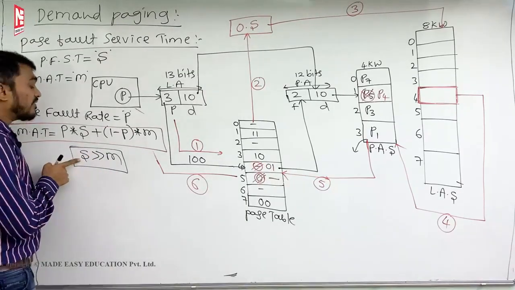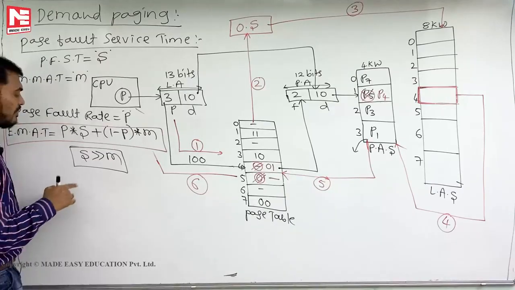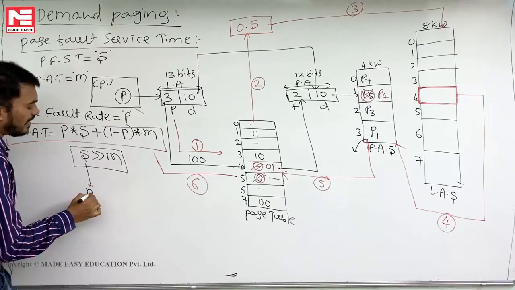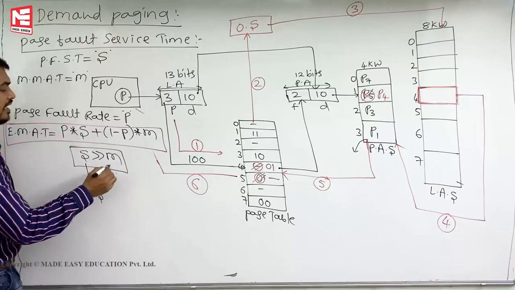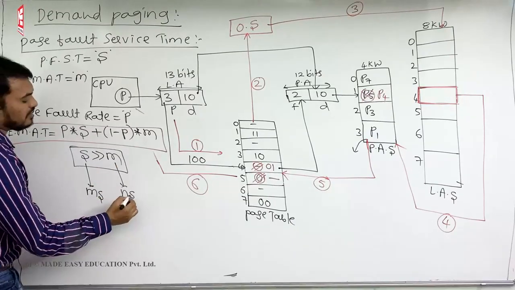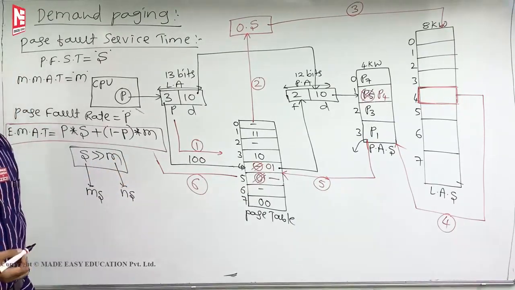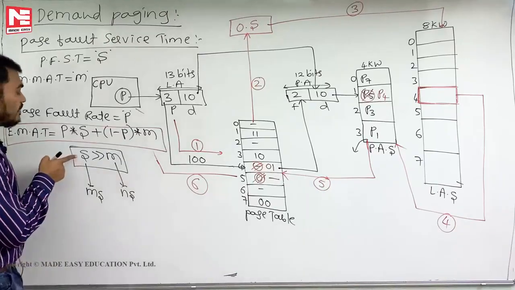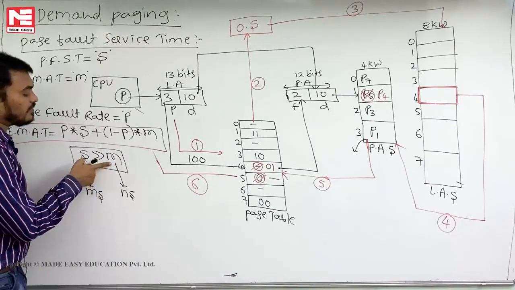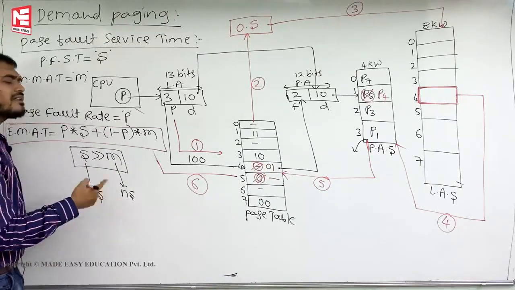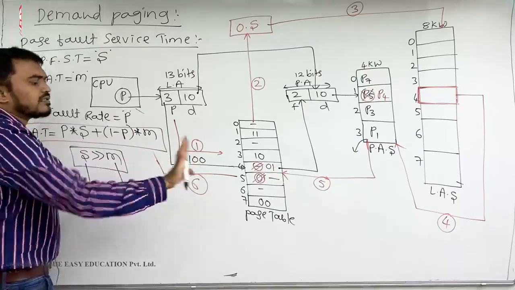Service time will be very, very greater compared to main memory access time. Service time will be in the milliseconds, and main memory access time will be in the nanoseconds. So that is the reason we simply ignore the page table access time.